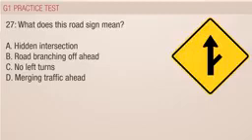Question 27. What does this road sign mean? A. Hidden intersection. B. Road branching off ahead. C. No left turns. D. Merging traffic ahead. Answer B. This is a road branching off ahead road sign.